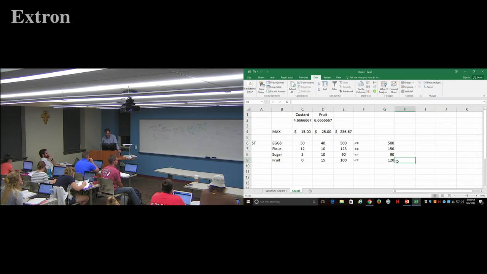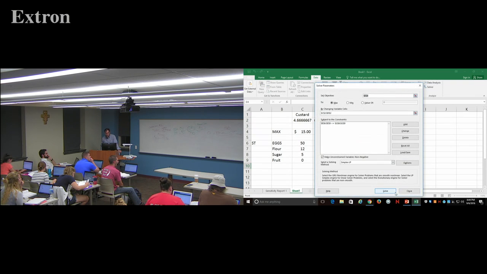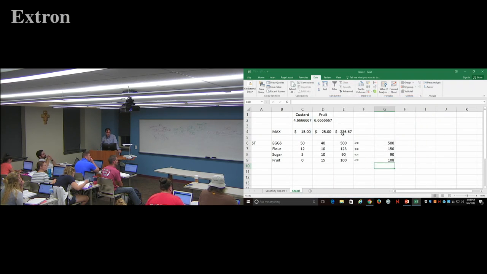So losing 10% is not going to change anything. Let's try that out. Let's take that from 120 down to 108. We're going to resolve it. It's not binding. So the shadow price tells us nothing's going to happen, and nothing happened at all. Okay.